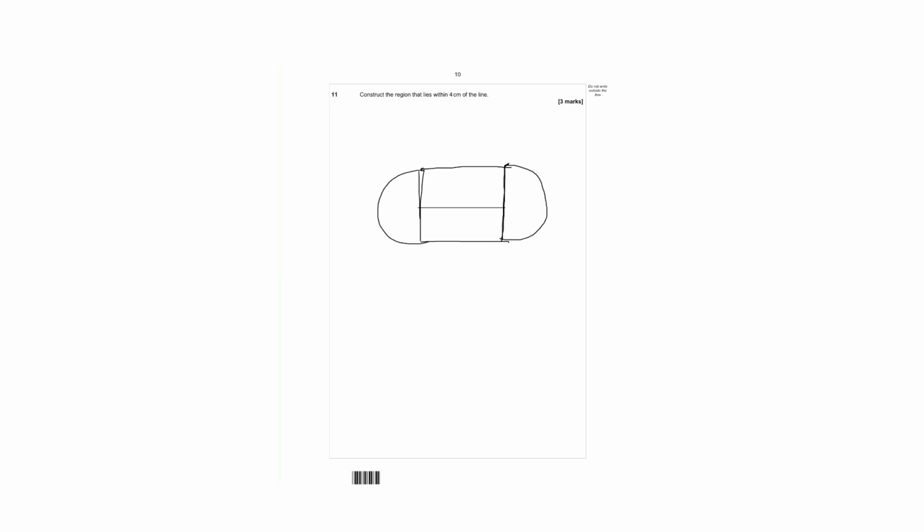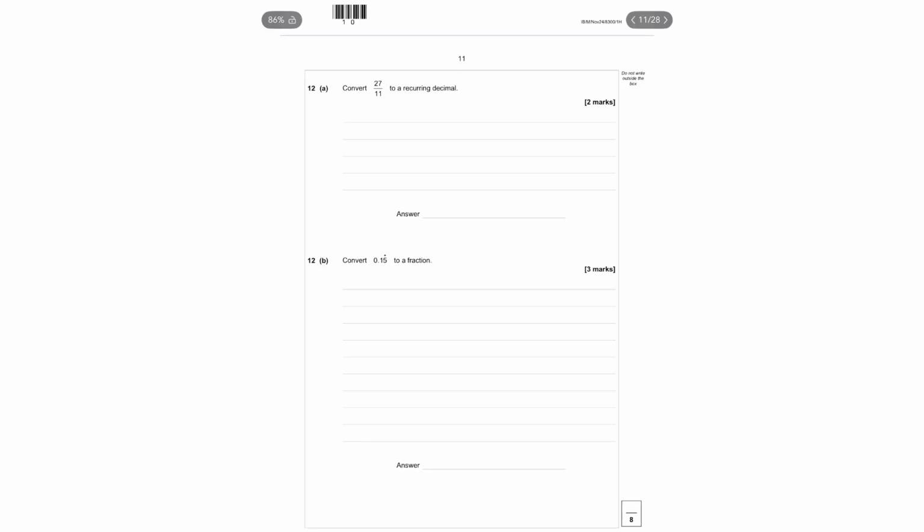So the way you would do this is if you had a compass, you would set it to 4 centimeters, and then starting from this point here, you would draw a line out coming to this point, and then a line out coming to this point, and the same on the other side. So this is roughly what it should look like. Obviously, this is quite difficult to do online rather than on the actual paper itself, but that is how you would approach the question. So moving on to question 12, and we're asked to convert 27 over 11 to a recurring decimal.